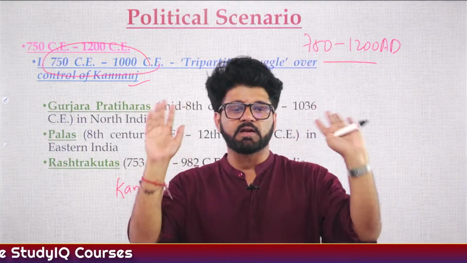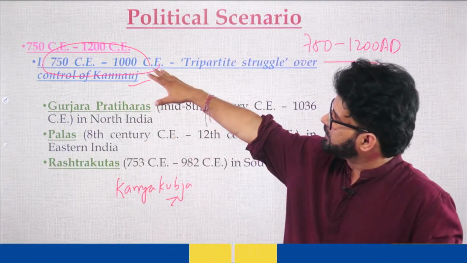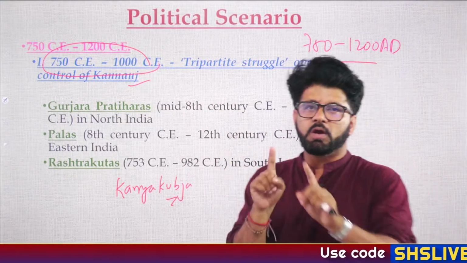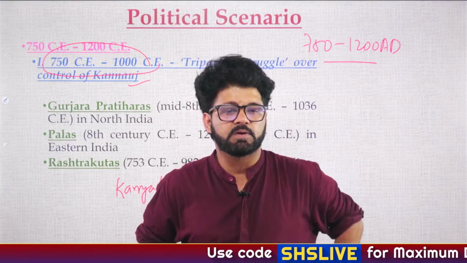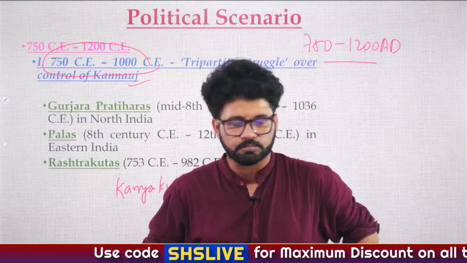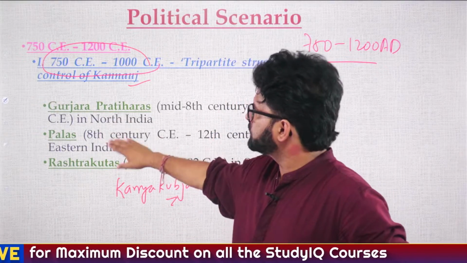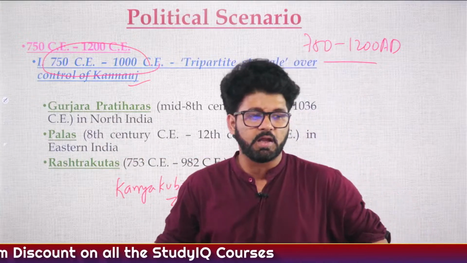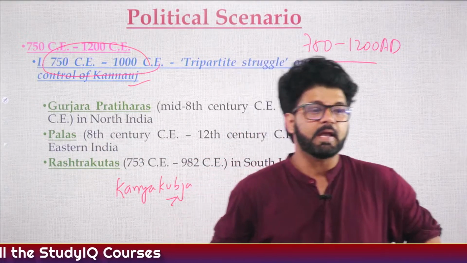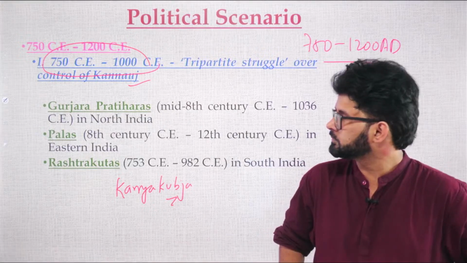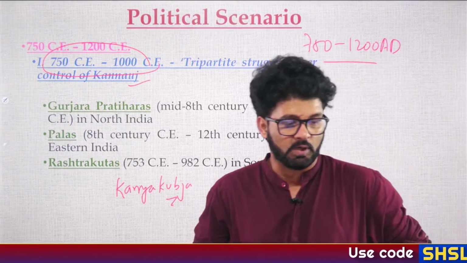Final victory, because they will keep on fighting for these 250 years, and one victor will emerge, one major kingdom will emerge as the... Who was that kingdom who won out of Gujara Pratiharas, Palas and Rashtrakutas? Take a guess. Any guess? I will give you 10 seconds.